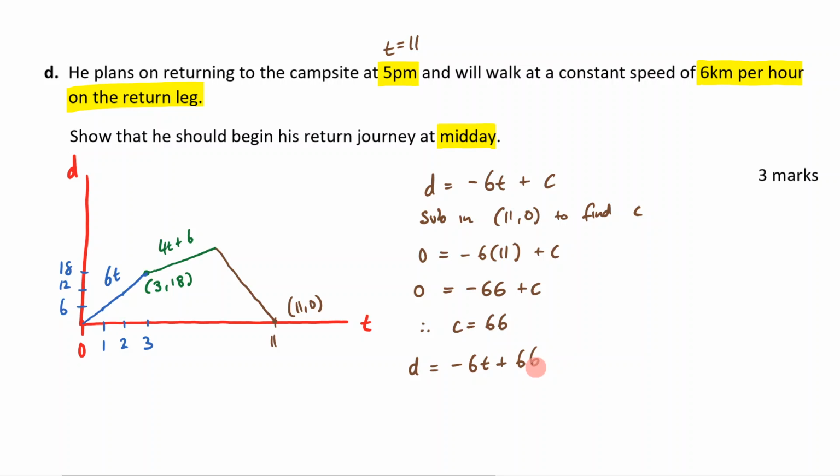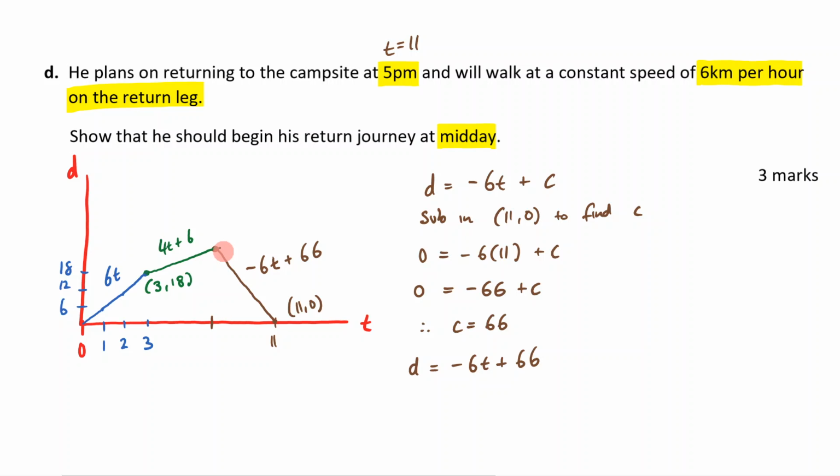Now, that's not what the question is actually asking us to do. It's great that we've found this out. We're going to need it. But what we have to do is show that he should begin his return journey at midday. So we need to find out when he should begin his return journey. So we need to find this point right here. When should he begin his return journey? When should he turn around and start going back?